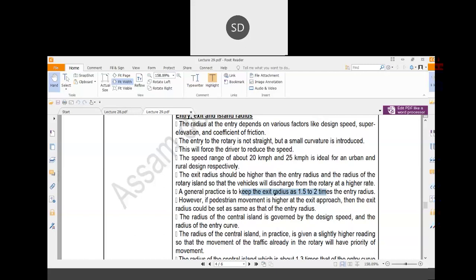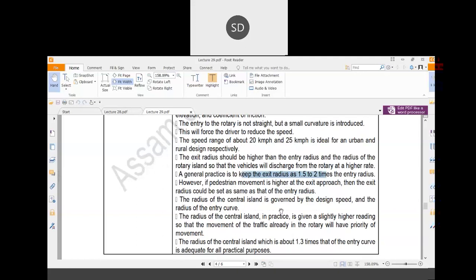However, if pedestrian movement is higher at the exit approach, then the exit radius would be kept similar to the entry radius. If you are keeping the exit and entry radius equal, the speed of the vehicle at the exit point would not exceed the design speed. So it would be better when there is a large number of pedestrians in the exit portion.